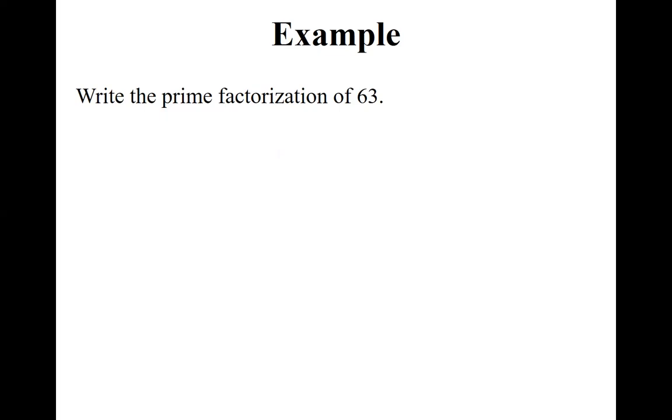So we can break up 63 as 9 times 7. 9 is 3 times 3. 3 times 3 times 7 would be the prime factorization. But let's say we didn't know 9 times 7. We can still use our divisibility rules to break this down.